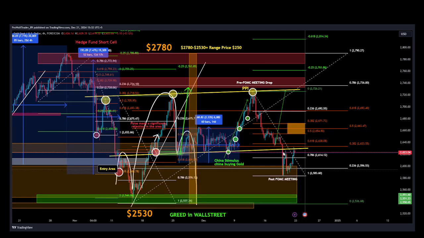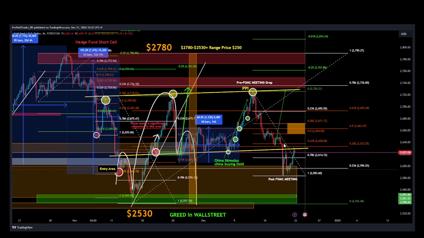Last week, before the FOMC, we saw gold make a drop. Before that, we saw upward momentum, FOMO buying, which was of course because of China's stimulus package announcement, which led to the FOMO gold buying. And before the FOMC meeting, we saw a huge drop, which was more of a sell the rumor and buy the news kind of thing.